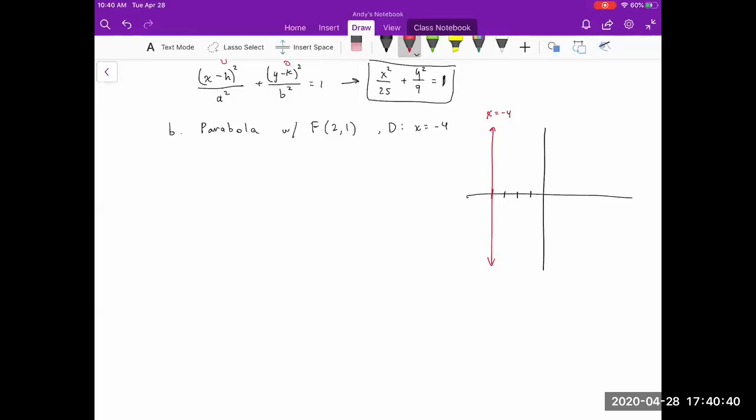Let's just see how many people are left. So still, well, 9 people. I guess 8 people. A lot of people left. Okay, that's fine.